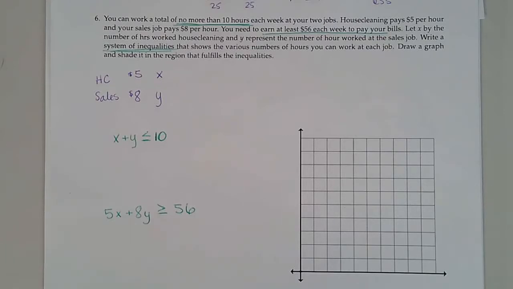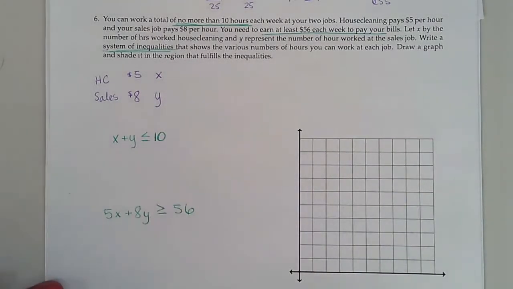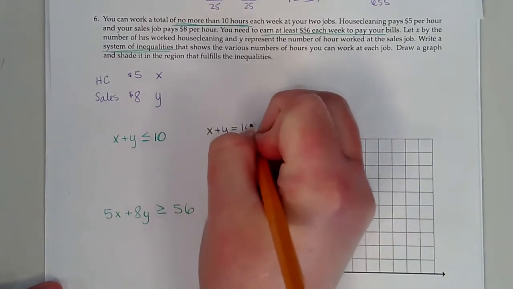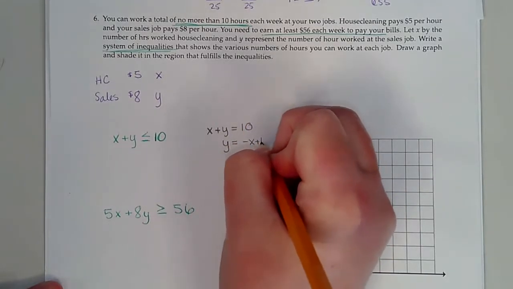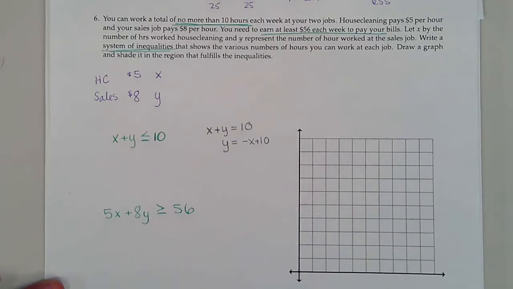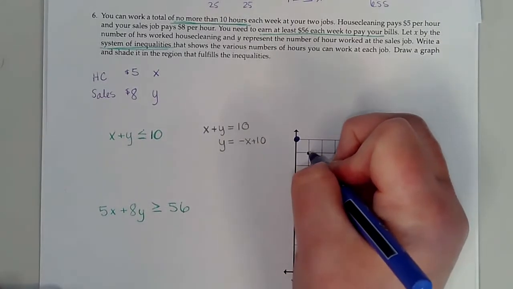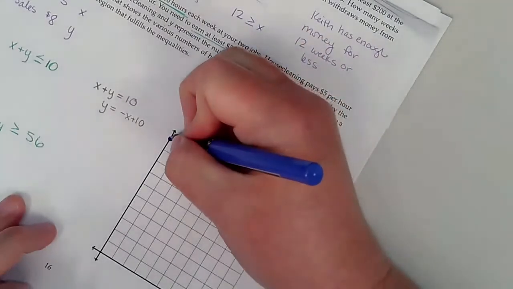So in order to graph these, we really need these to be in the form of y equals mx plus b. That's kind of the easiest way to graph. So if I take this x plus y is less than or equal to 10, and I just turn it into a linear function by replacing that with an equal sign, what I get is that y is equal to negative x plus 10. So I know that this has a y-intercept of 10. And I know that the slope is -1. So down 1 over 1, down 1 over 1. Okay, so I have a couple of points. That should be enough for me to draw this line.